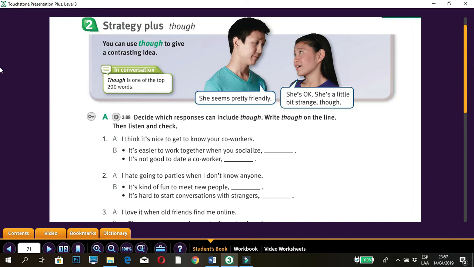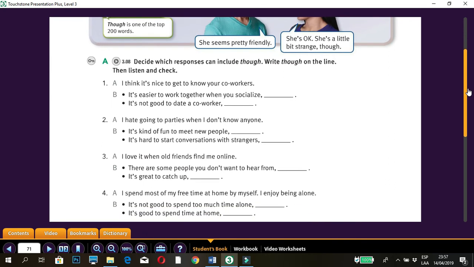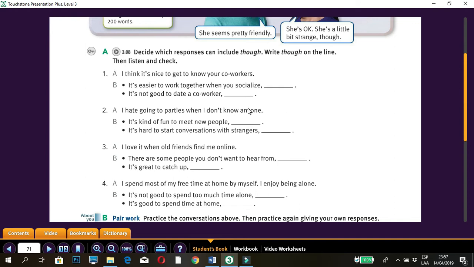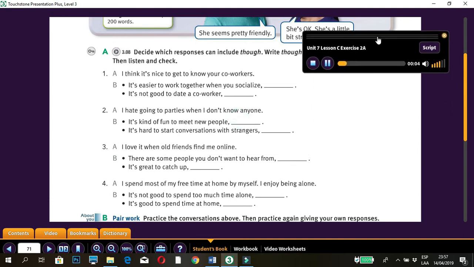So, decide which responses can include though. Write though on the line and then listen and check. So we're going to do the opposite. We're going to do the listening. Page 71. 2. Strategy plus. Though. A. Decide which responses can include though. Write though on the line. Then listen and check.